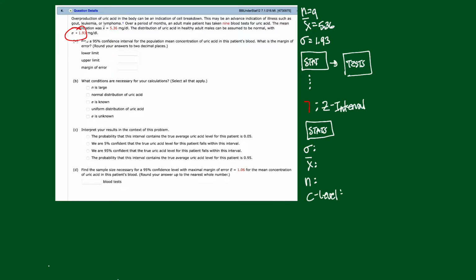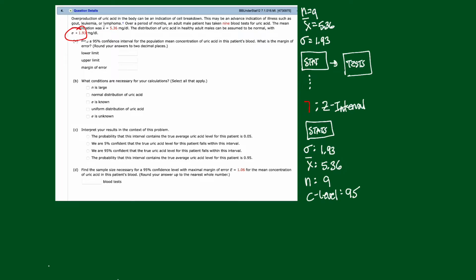All right, so in our problem, back up here, I need to get sigma. Sigma is known to be 1.93, so we'll type in 1.93 there. X bar is 5.36. N was our sample size, and our sample size is 9. Okay, and our C level is 95%. So you can put in 0.95 or just 95.